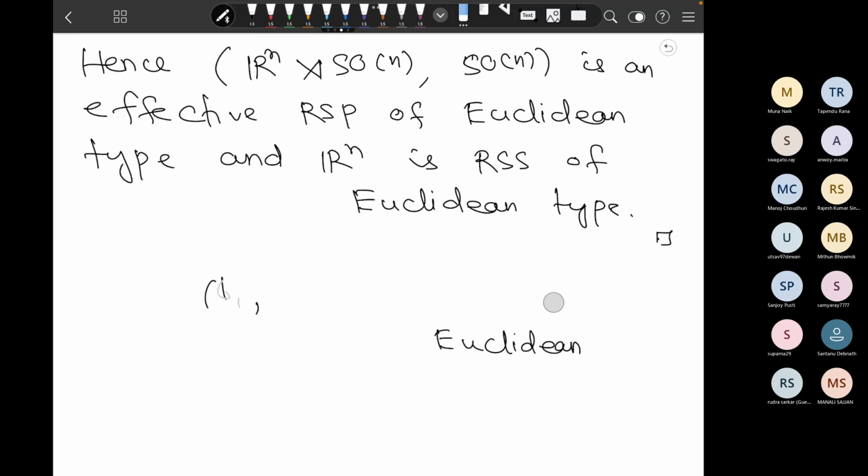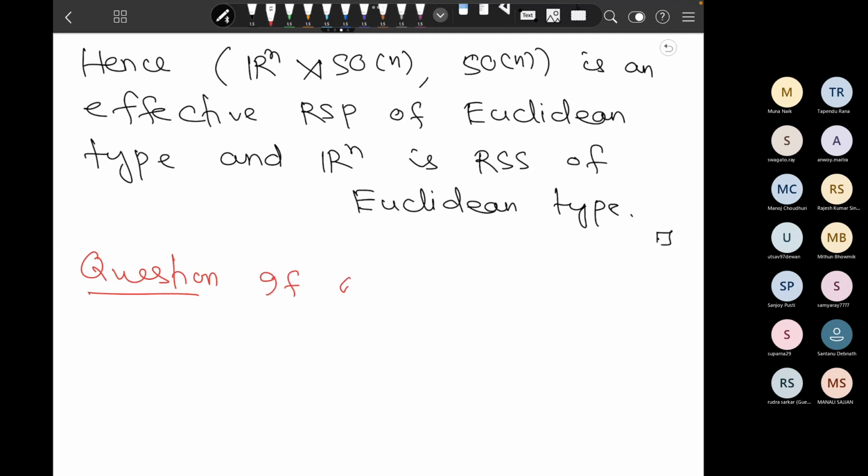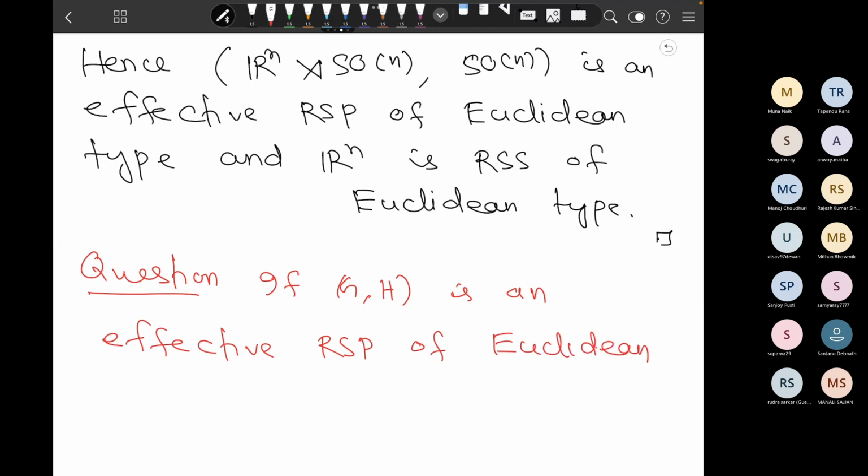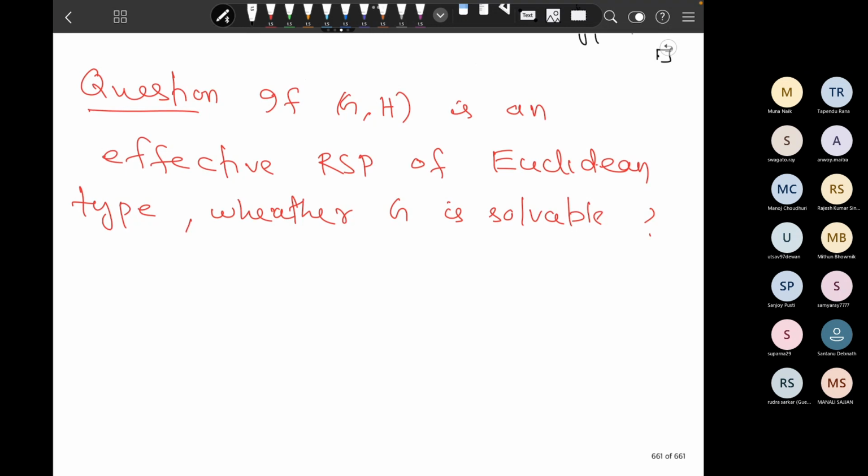Okay, so let me write them. So this was the question he was asking: if (G, H) is an effective Riemannian symmetric pair of Euclidean type, whether G is solvable. This was the question. I am not explaining what is solvable. You can just see the definition later. So it is true that G is solvable.